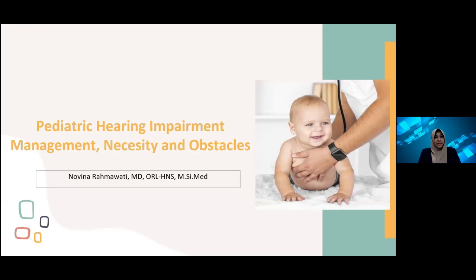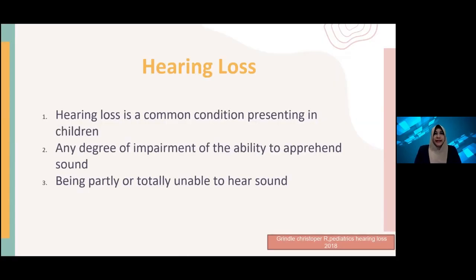In this presentation, I will be explaining about pediatric hearing impairment: management, necessity, and obstacles. As we know, hearing loss is a common condition presenting in children. Speech and language outcomes for children with hearing loss are related to identification of the hearing loss and to the degree of hearing loss. Early identification and appropriate, prompt intervention lead to a better outcome. Hearing loss is defined as being unable to hear sound, partly or totally.